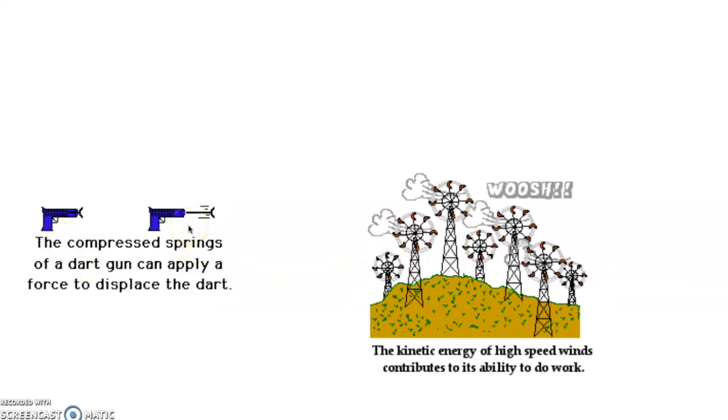Compressed springs in a gun can apply a force to do work to the dart. High-speed winds, if we have wind turbines, as they turn the turbines, it does work. And by applying a force to these turbines, that work then can be used to make electricity, which we'll talk about hopefully at some point here by the end of the semester.